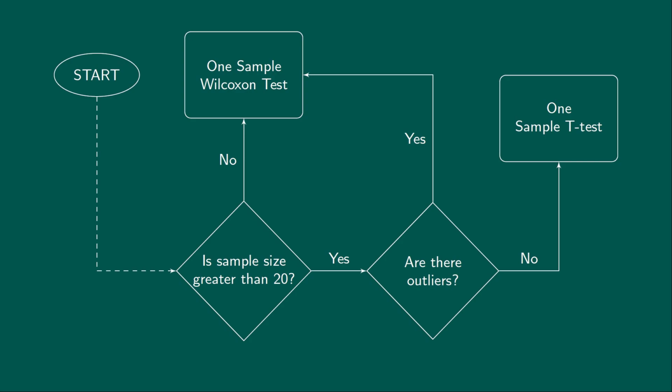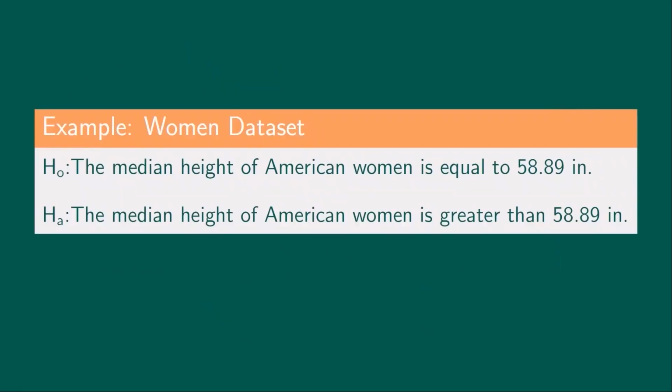Now, we formulate the null and alternative hypotheses for this test. The null hypothesis is that the median height of American women is equal to 58.89 inches, whereas the alternative hypothesis is the median height of American women is greater than 58.89 inches. We have this alternative hypothesis because the claim says that American women are taller than the average height of Filipino women, which is 58.89.